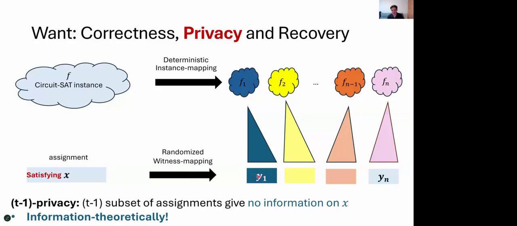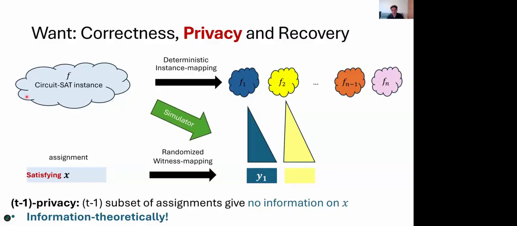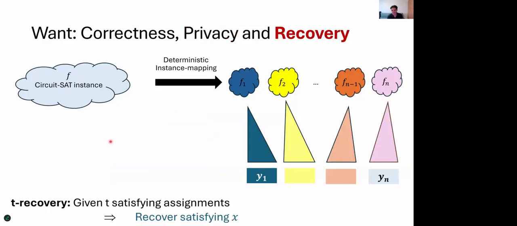In secret sharing, it means that if you see few shares, you learn nothing on the secret. So here, let's say that you see less than T of the assignments, say 2 assignments, then it gives you no information on X. And we're going to formalize it by using a simulator. So there exists a simulator that looks only on the instance and generates any T minus 1 subset of these assignments, such that the distribution of these is going to be identical to the distribution that is obtained by applying this witness mapping on an assignment. Okay, so this is privacy.